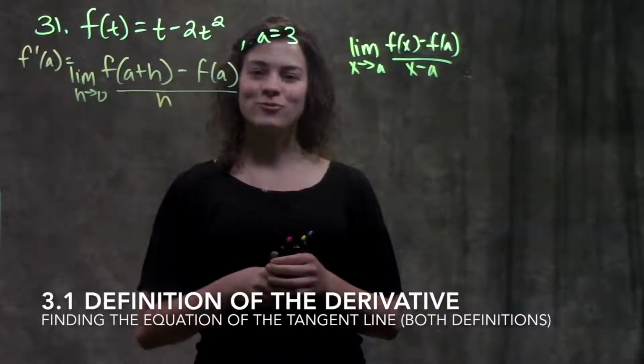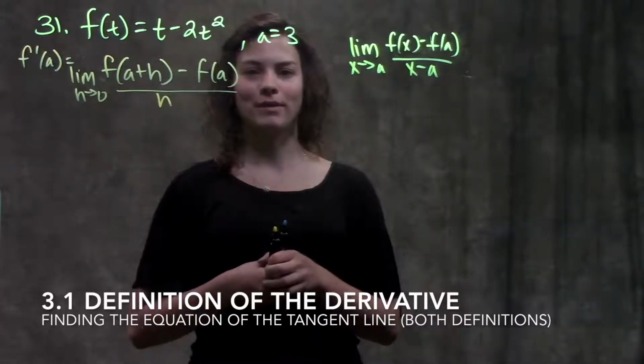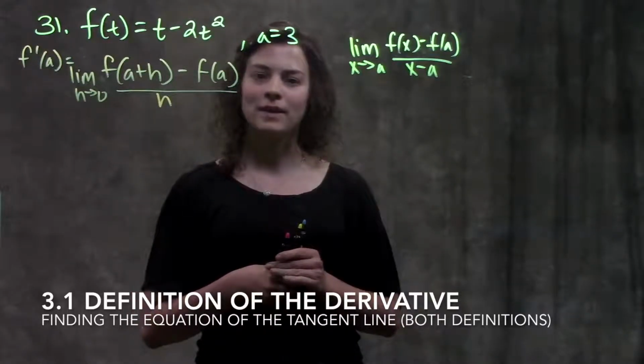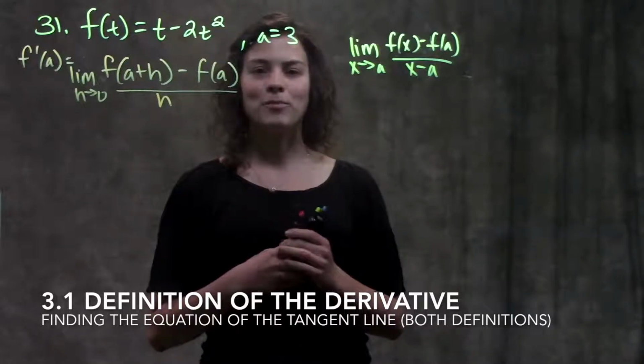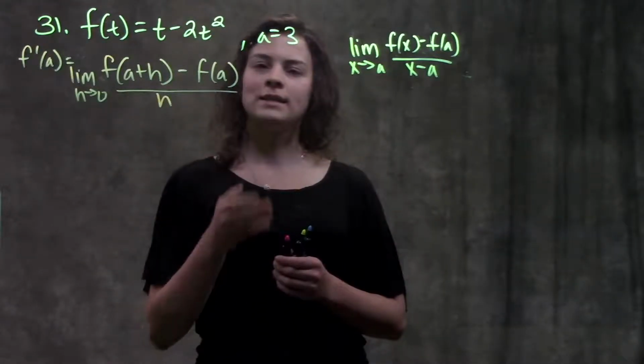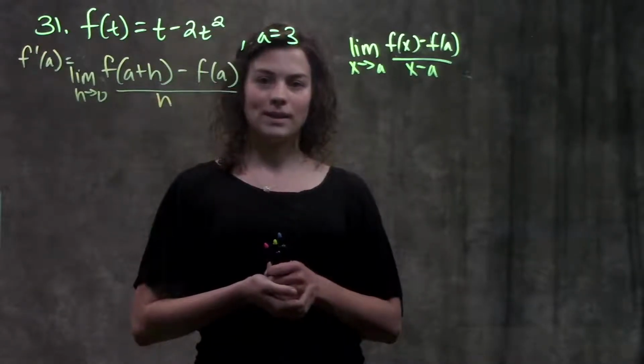This video is over section 3.1, the definition of the derivative. In this video, we're going to go through an example of a problem that's asking us to find the equation of a tangent line at a point of interest. So this is number 31 in your book. It gives us this equation, and it's interested in the point a equals 3.